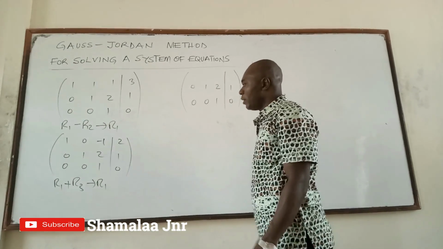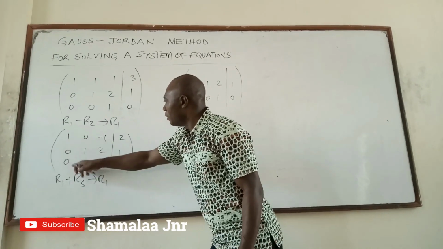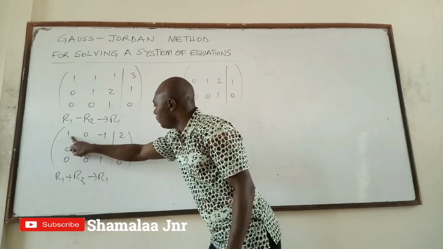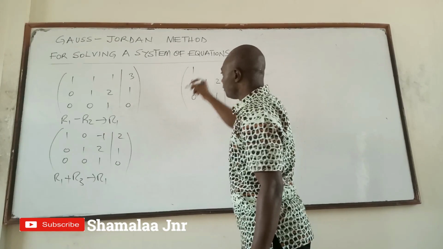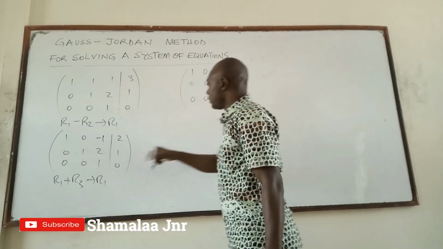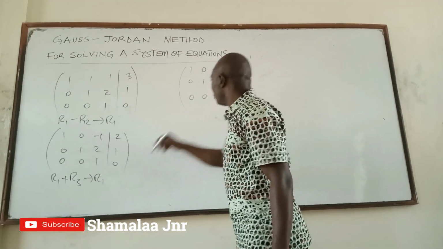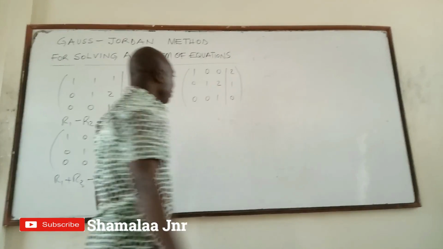Now let's move on to row 1. You see, to get row 1, you are adding row 1 and row 3. So 1 plus 0, 1. 0 plus 0, 0. Negative 1 plus 1, 0. And then 0 plus 2 plus 0, 2. So have it this way.